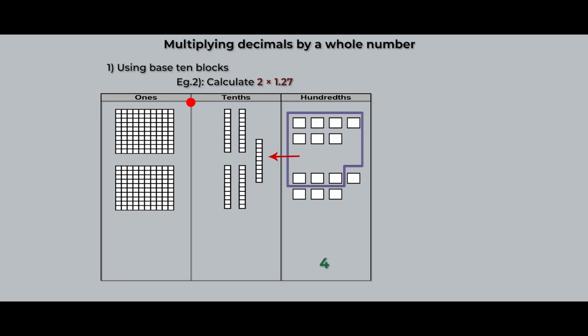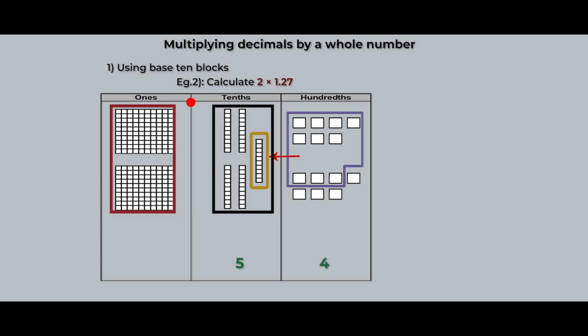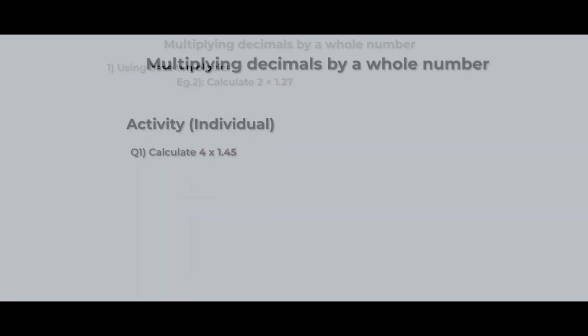So that makes another extra tenth in the tenths column. So now you have 5 tenths. Since this is only a single digit, you can place 5 in the tenths place. In the ones you have 2. So you write down the 2. So 2 times 1.27 will give you 2.54. This is for you. You do it on your own.